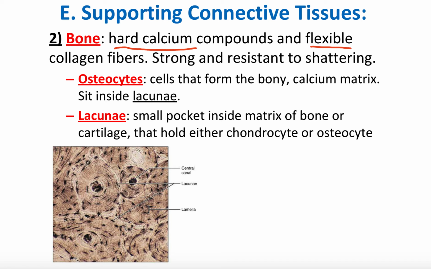Okay, so the cells itself, instead of being called chondrocytes, they're called osteocytes. Osteo, like osteoporosis, is a term used for anything related to bone. So osteoporosis is a condition where your bones have a lot of holes. Osteo for bone, porosis for pores. Okay? But it's still sitting inside the lacunae.